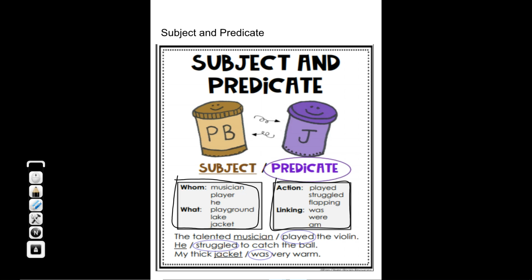So let's take a look here. It says the talented musician is our subject. Our predicate is played. What did he play? He played the violin. Okay. Our next sentence is he. If you notice, that's underlined here. He struggled. So he is the subject. Struggled is the predicate. My thick jacket. Jacket is the subject. It's what we're talking about. And we're describing the jacket with a linking predicate. Was very warm. So three very different examples of how subjects and predicates relate to each other.